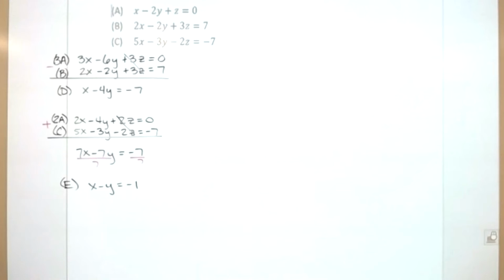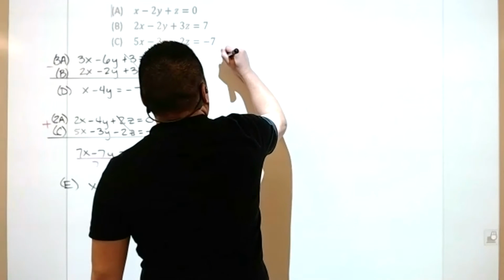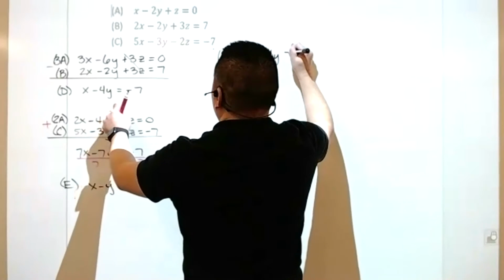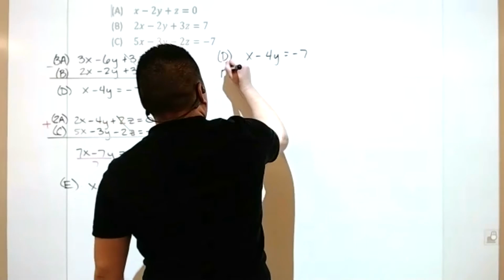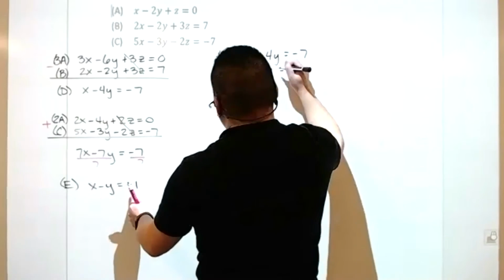So that's phase 1. Phase 1 is finding two equations from your original ones using different combinations and eliminating one of the variables. In this case, I eliminated z, so that I'm left with these two equations with the same two variables, x and y. And I'm going to move it over here, where I'm going to put D here. This is x minus 4y equals negative 7, and E is going to be x minus y equals negative 1.